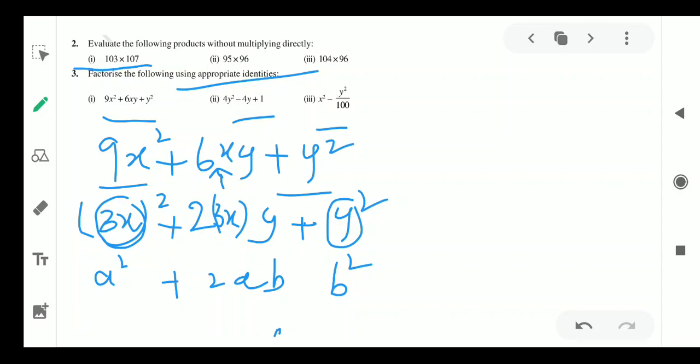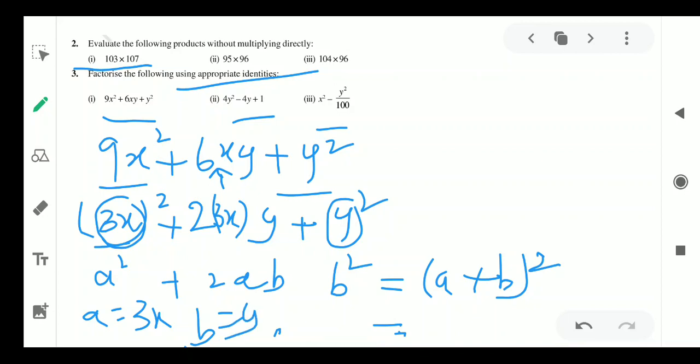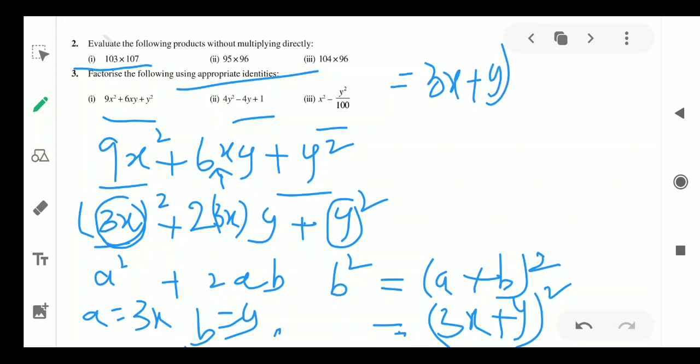And a square plus 2ab plus b square becomes what? A plus b whole square. So how can you write this? What is the a here? A is equal to 3x and b is equal to y. So how can you write? 3x plus y whole square. So these are the factors. 3x plus y whole square means 3x plus y into 3x plus y. So this is the final answer. These are the two factors.